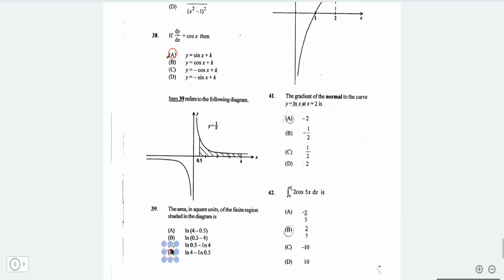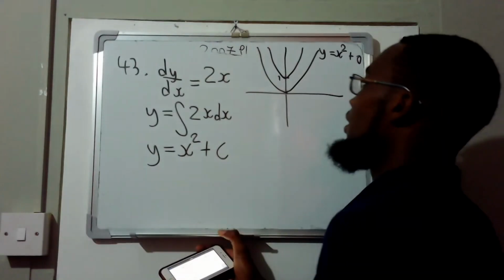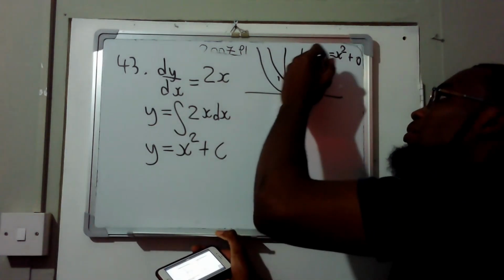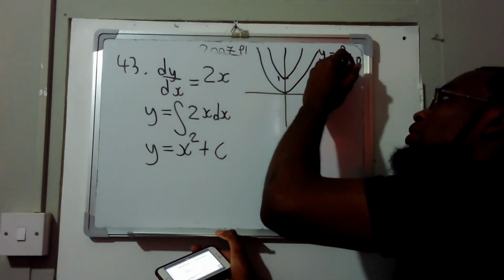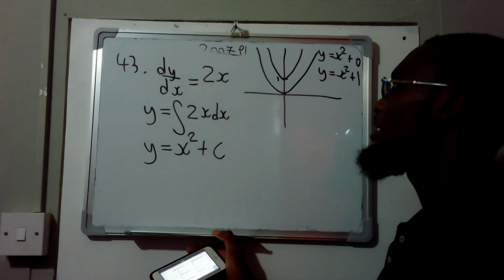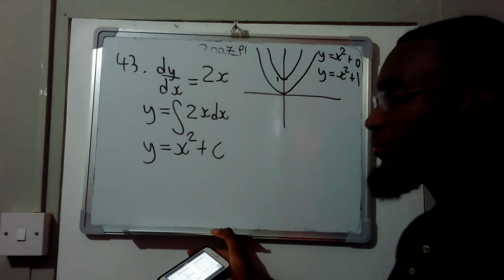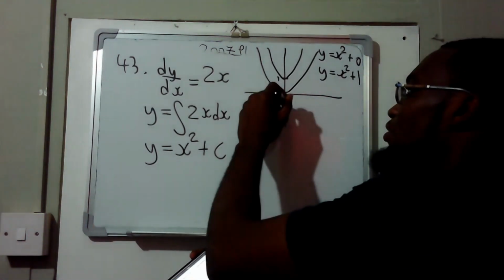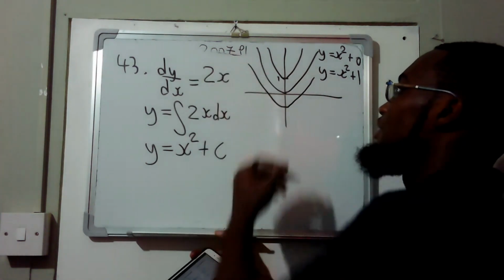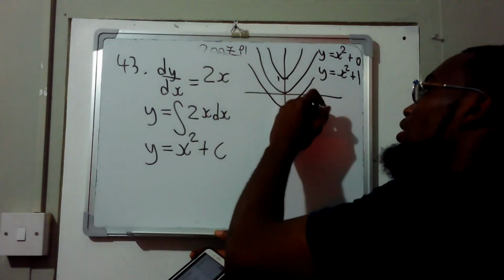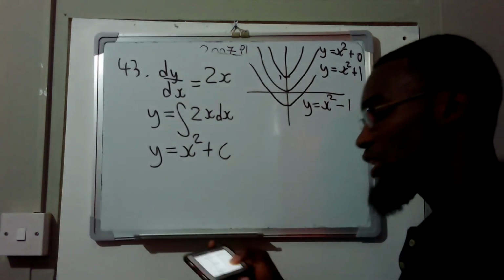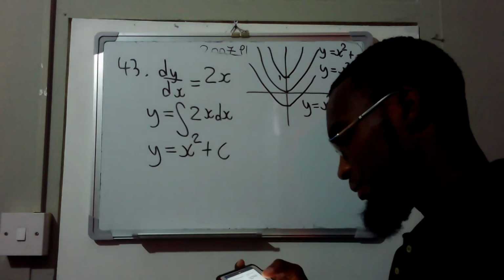If c is 1, then the graph looks something like this. Y equal to x squared plus 1, and so on, right? So that means that the graph could also be down here, so we see it as negative 1. So we can't say which of them is the answer now, sir.